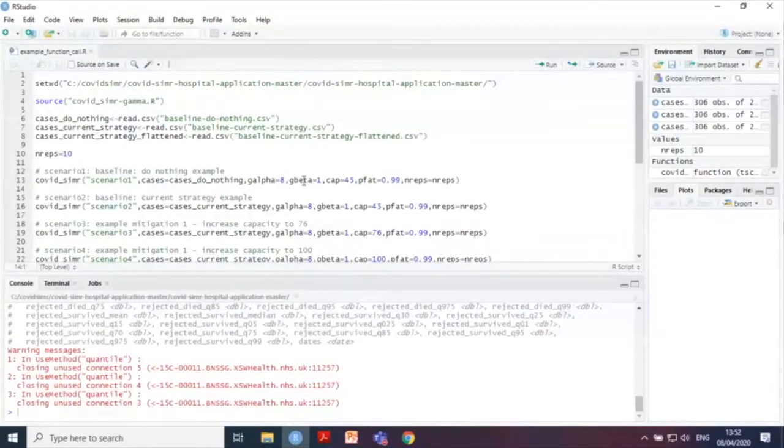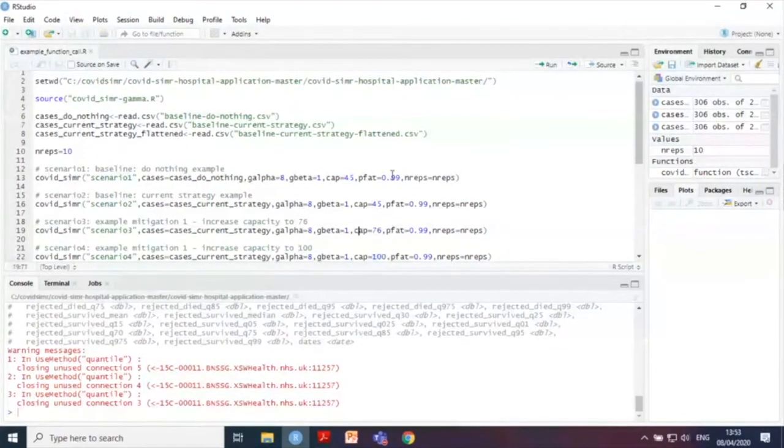And also we enter in the capacity. So in this scenario here, so this is the baseline one, we enter in those 45 beds up to the 76th first surge and 100 second surge, and the probability of death 99%. We're assuming basically if you need an intensive care bed, you stand a very, very low probability of surviving if you're not able to get one, but we can vary that based on the emerging literature as well.